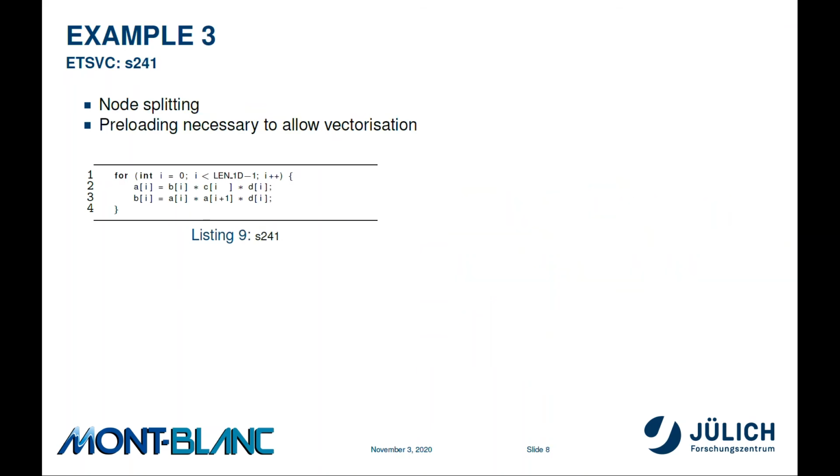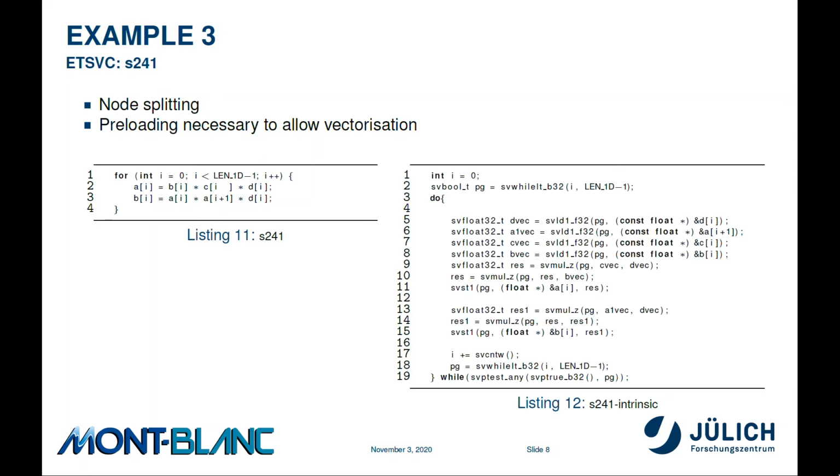The last example comes from loop S241. This loop shows the case of node splitting, where both the already updated element A[i] and the not yet updated element A[i+1] are needed in line 3. Compilers do not perform optimization due to reported backward loop-carried dependencies. The solution to overcome this is to preload elements of the array into a vector register before performing any computation, which you can observe on the right side.